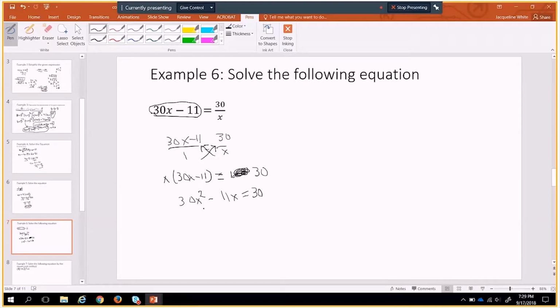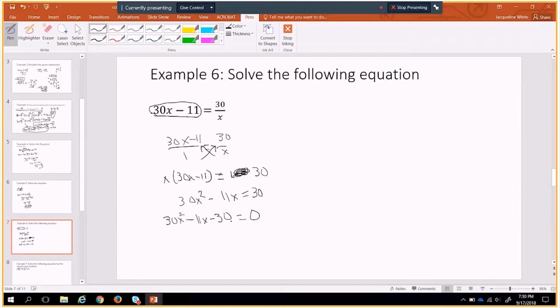So, let's see. We have 30x squared minus 11x is equal to 30. We want to get one side equal to 0 so we could factor. So let's subtract 30 on both sides. So that's going to turn into 30x squared minus 11x minus 30 is equal to 0. Whoa, it looks like a weird little factoring that you guys have to do.